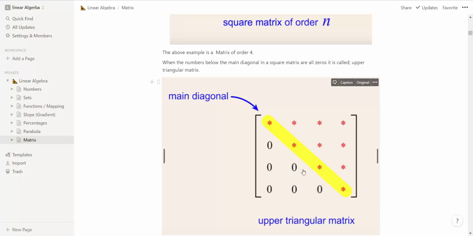After recording the last video, I realized the audio was a bit crappy, but generally speaking, we covered most of what matrices are all about.